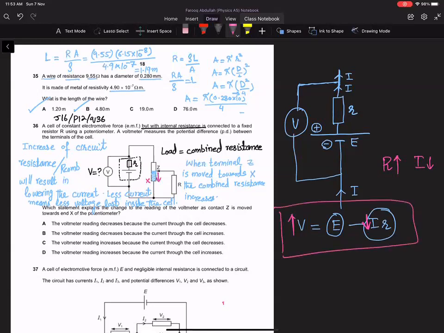Now we have to see which option is about this. The first option is the voltmeter reading decreases because the current through the cell decreases. The voltmeter reading is not decreasing, but it is increasing. The voltmeter reading increases because the current decreases. This is wrong. This one is correct. So C should be the answer. It was a tricky and difficult question.